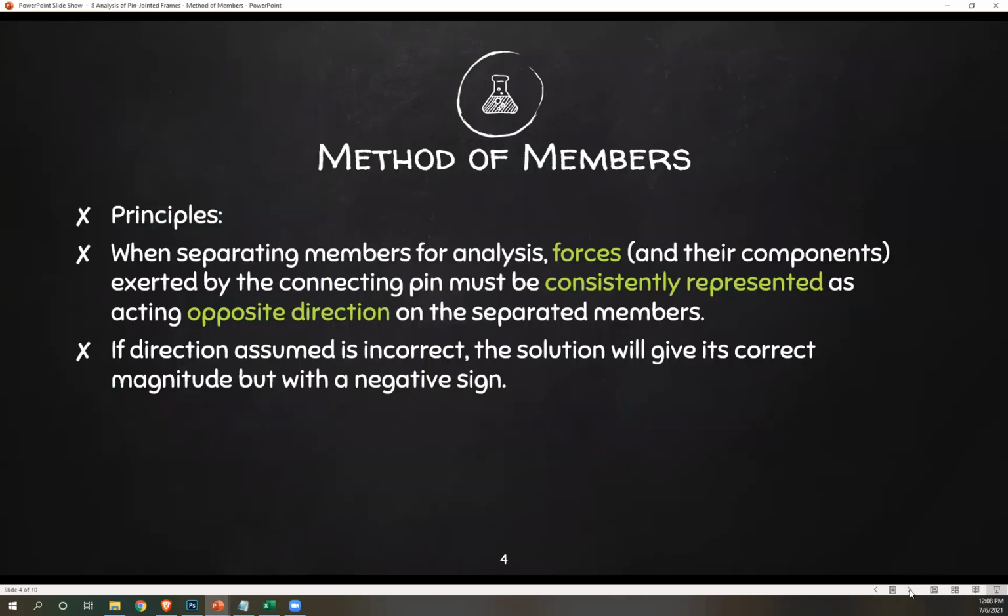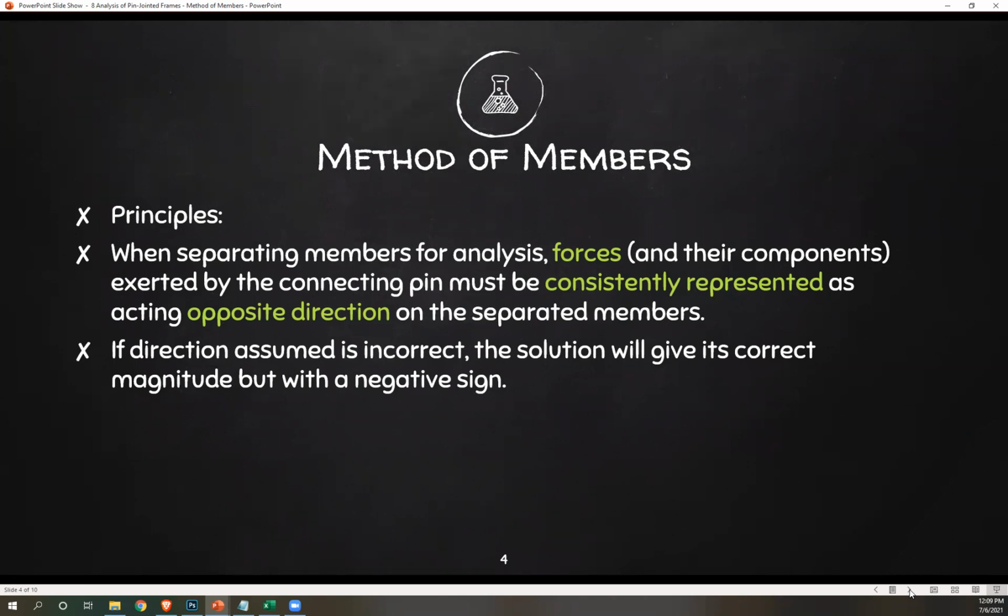Now, these are the principles for method of members. First, when separating members for analysis, forces and their components exerted by the connecting pin must be consistently represented as acting in opposite directions on the separated members. In your previous lessons, we had consistency of direction for forces. In method of joints and sections, if we assumed a force to be compression, and that force is used again on another joint, it should again be drawn in compression. So that's your uniformity of direction.